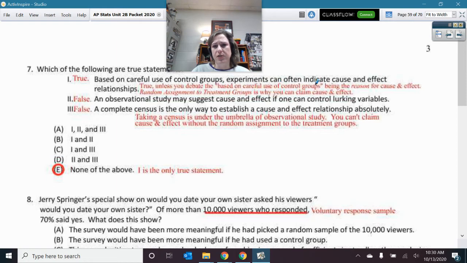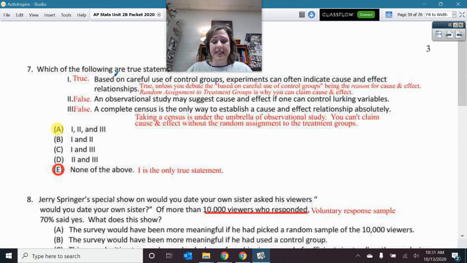Unless based on careful use of control groups, so this ought to be false. In hindsight, it says, based on careful use of control groups, experiments can often indicate cause and effect. So I'm almost thinking maybe I should go with false on this one as well. I won't put anything on the test that's questionable, so don't worry about that. I kind of think that one could be false because, what is it that makes us say in an experiment we can claim cause and effect?